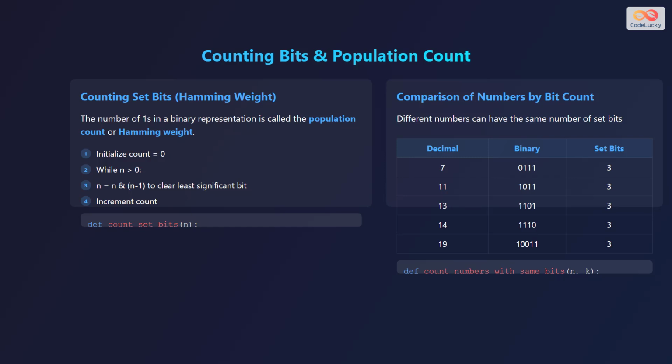For example, the number 22 in binary is 10110. The function countSetBits returns 3. It is also important to note that different numbers can have the same number of set bits. Consider these examples: 7, 11, 13, 14, and 19. All have 3 set bits but different binary representations. This function counts the numbers less than or equal to n with exactly k set bits.